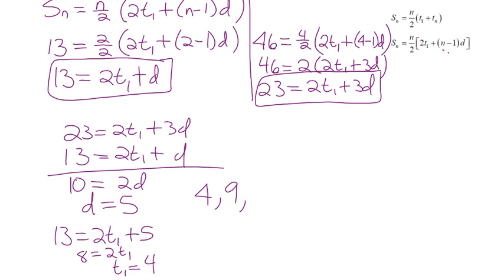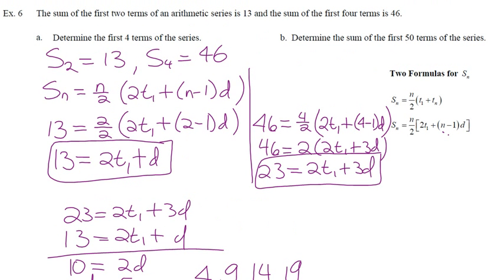So there's your first 4 terms of the sequence. Now that we have t1 and d, we can just write out the sequence: 4, 9, 14, 19. And we'll do part B, and then we'll head down. It'll only be a couple minutes.